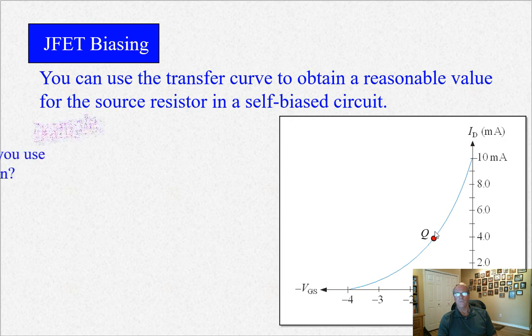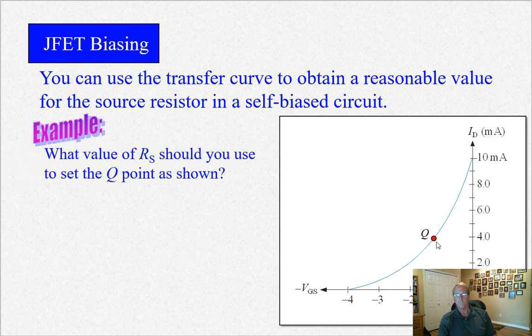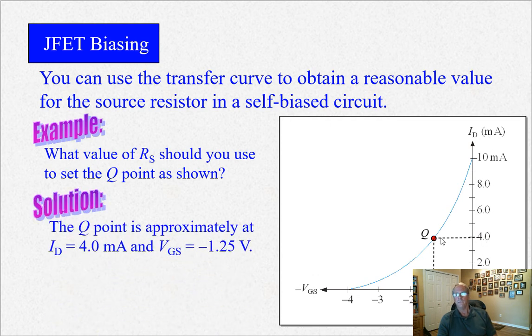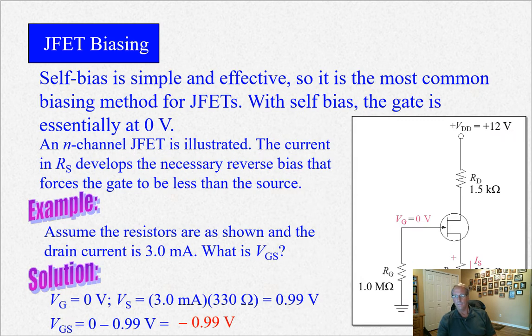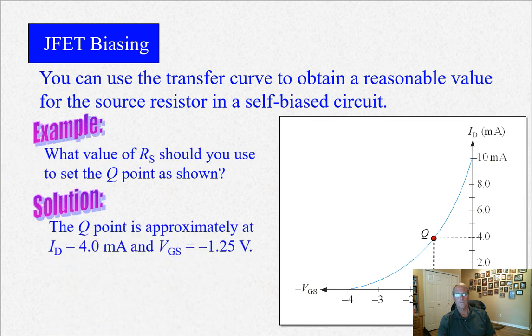And you can use the transfer curve to determine a value of RS. So if you want to put the Q point there, your ID is 4 milliamps. VGS is minus 0.125 volts, just eyeballing it. So VGS over ID, 1.25 divided by 3 milliamps, your resistor ends up being 375 ohms. That's for the source resistor. That's for, let's see, this one right here. Yeah, 375 ohms.